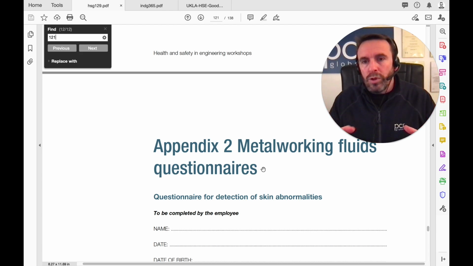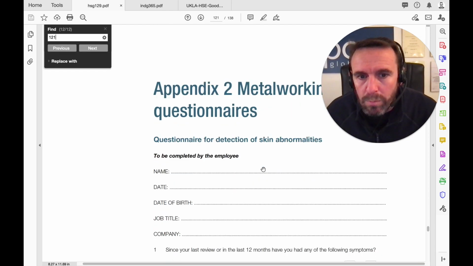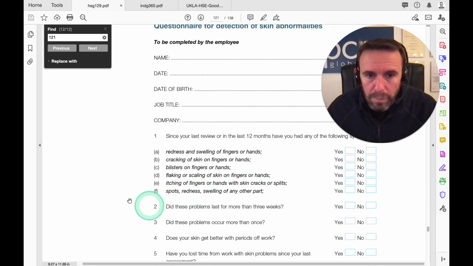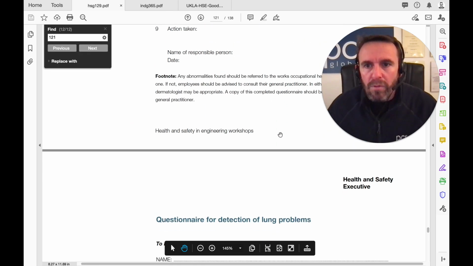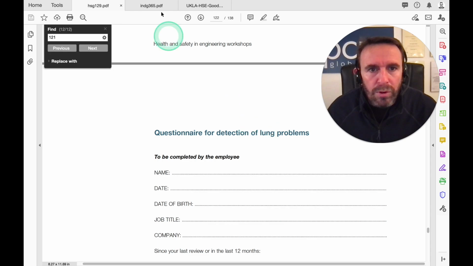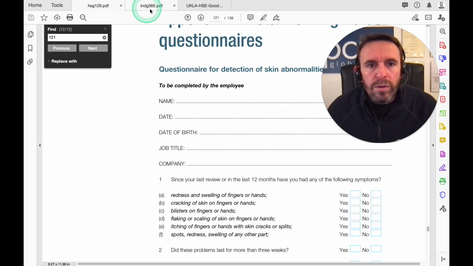You need to make sure that your risk assessment is robust, it is suitable and sufficient, and the outputs, if required, will be the provision of health surveillance. So a very important document. It really is worth looking at, HSG 129.